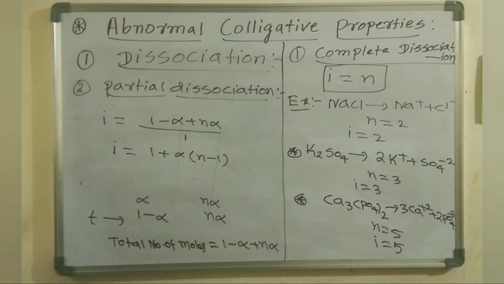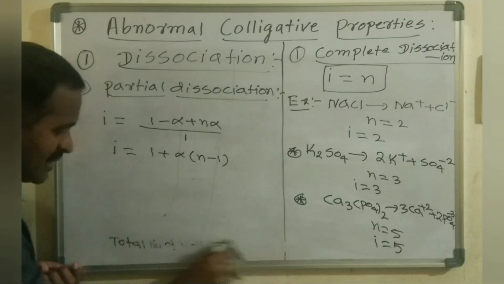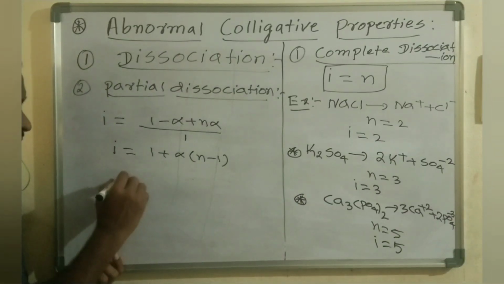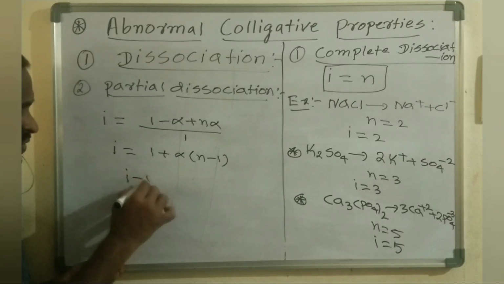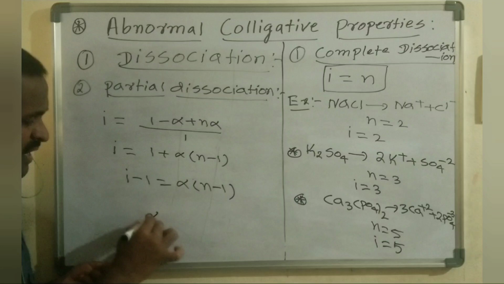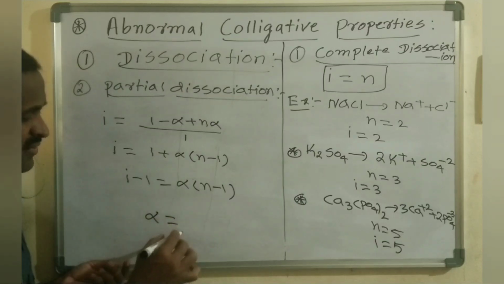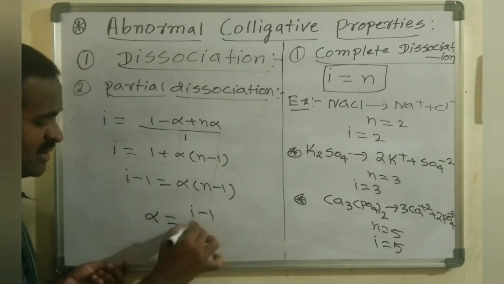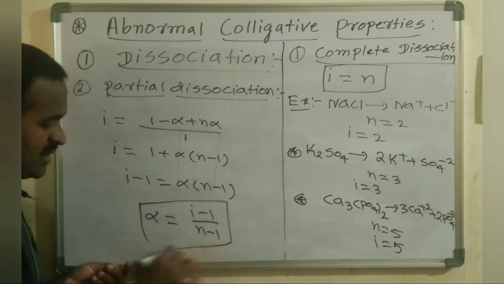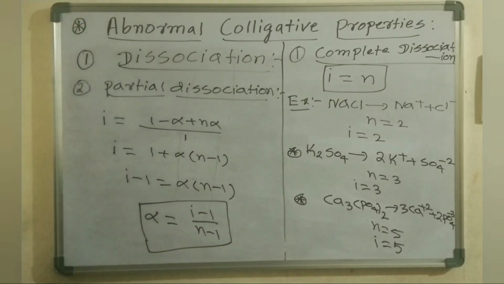From this, I can write simply that the Van't Hoff factor i minus 1 is equal to alpha times n minus 1. Or you can write the degree of dissociation alpha is equal to i minus 1 divided by n minus 1. So this is the simple formula for the degree of dissociation.